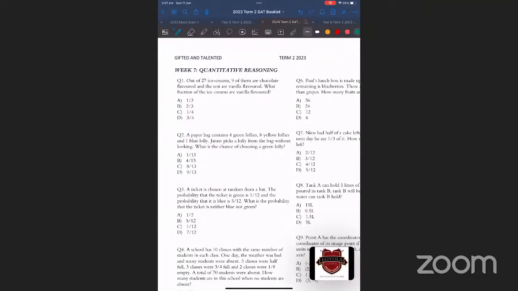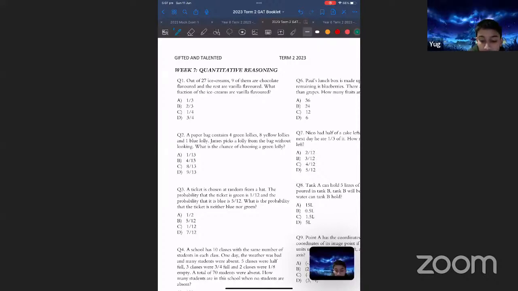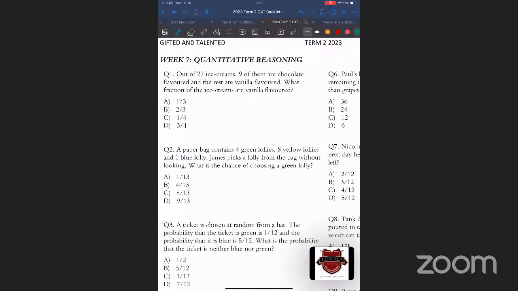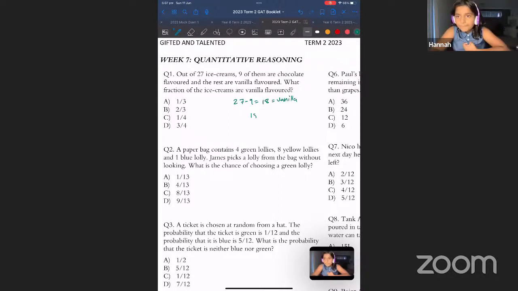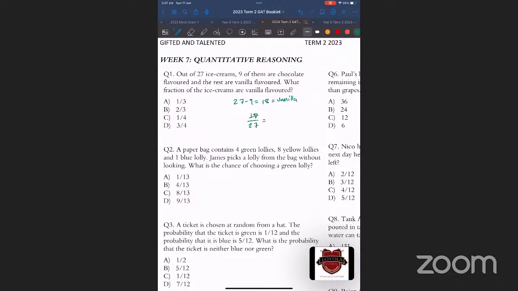Out of 27 ice creams, 9 of them are chocolate flavored and the rest are vanilla flavored. What fraction of the ice creams are vanilla flavored? If 9 of them are chocolate, that means 27 minus 9 is equal to 18 vanilla, correct? And then 18 out of 27, what's that? Divided by 9, 18 divided by 9 is 2, and 27 divided by 9 is 3. So the answer is 2/3, and the answer is B. Pretty straightforward, right? Next question.